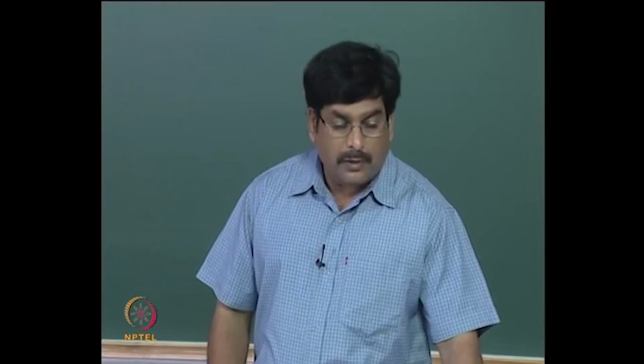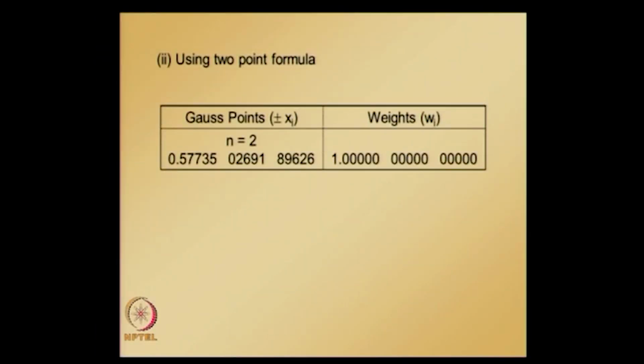So, when we decide to use 2 points, we need to figure out what the coordinates and weights are. The coordinates and weights from the table can be easily checked, these are the values. Now we need to evaluate the function at these points, that is minus 0.57735, multiply it with 1 and add it to the function value at 0.57735 multiplied by 1.